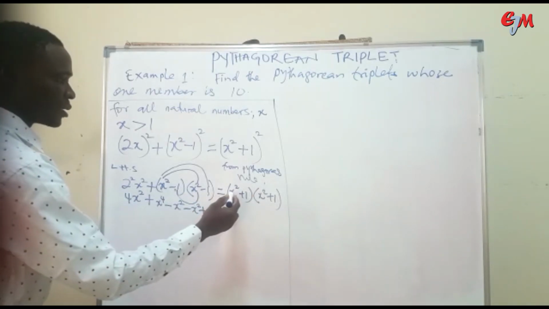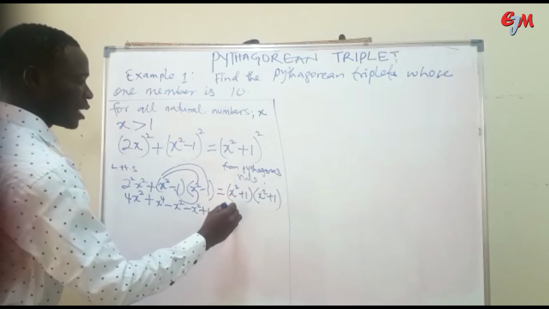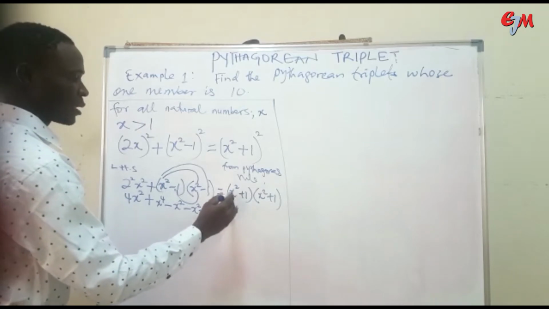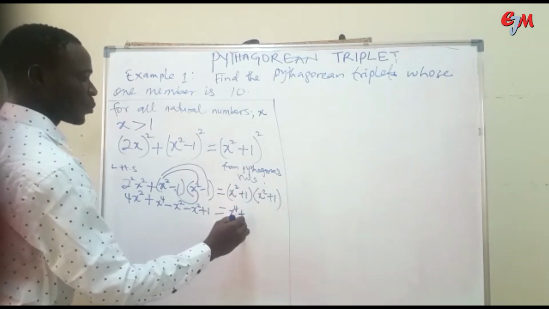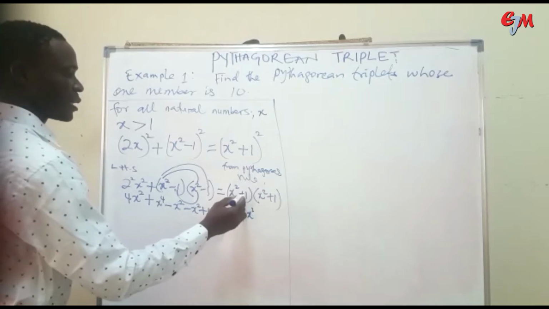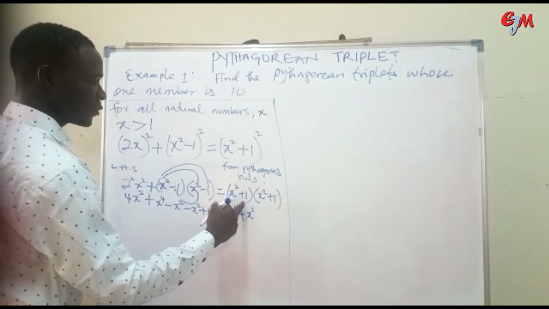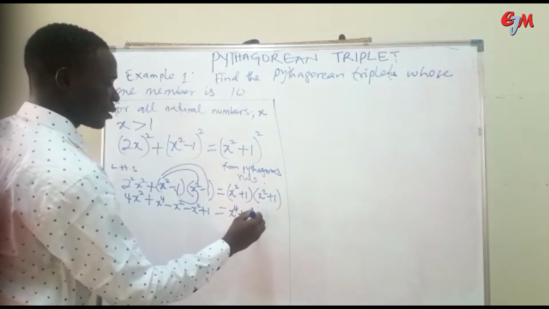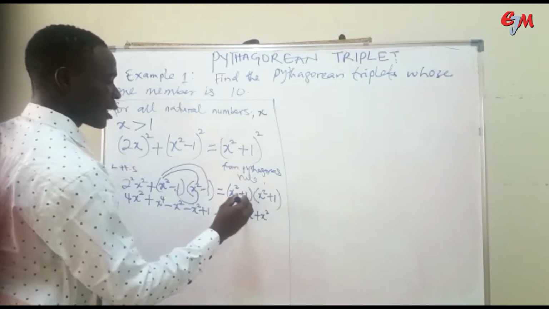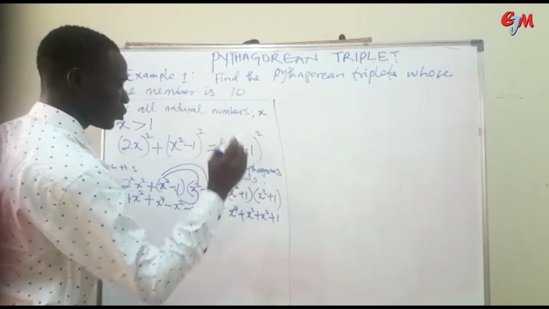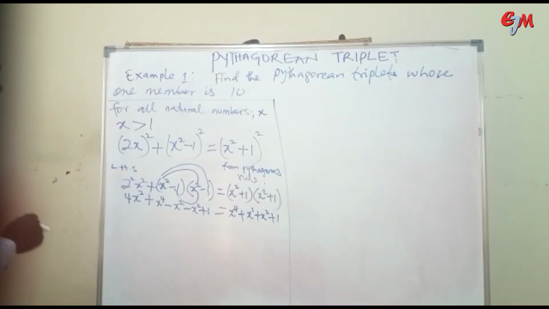Do the same thing. This times this one gives you x power 4. You understand? And this times this one gives you plus x squared. And this times this one gives x squared. And 1 times 1 gives you plus 1. Alright. Now let us simplify.